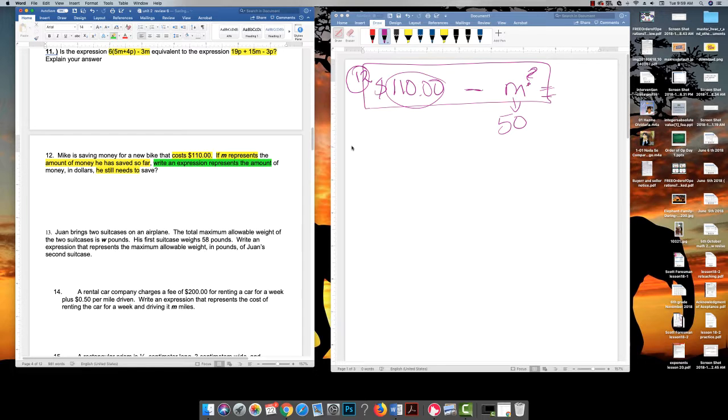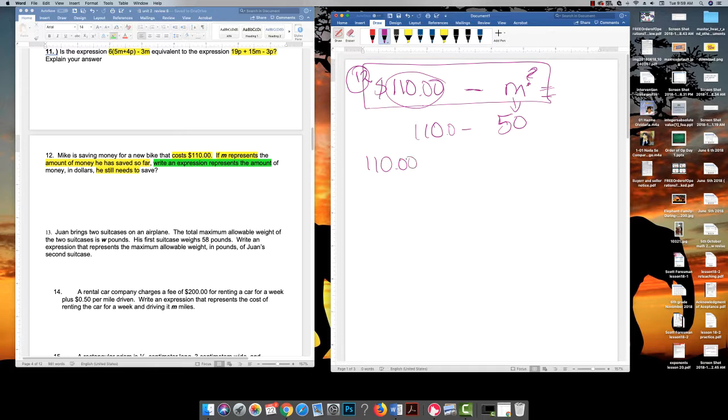So let's continue with our example. Let's say that you have $50 in the bank, and you go to Best Buy and say, I want to buy a video game system with PlayStation that costs $110. How much more money are you going to need so that it will equal this? So what you have to do is subtract 110 minus 50.